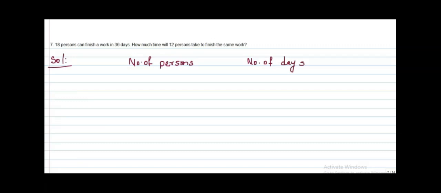Here 18 persons can finish a work in 36 days. Then how much time will 12 persons take to finish the same work is the question. Now we need to understand the variation between these two quantities. If we employ more number of people, the number of days required to complete the work will automatically decrease. So if we employ less number of people to complete the work, then the number of days taken to complete the work will increase. So this is an inverse variation.